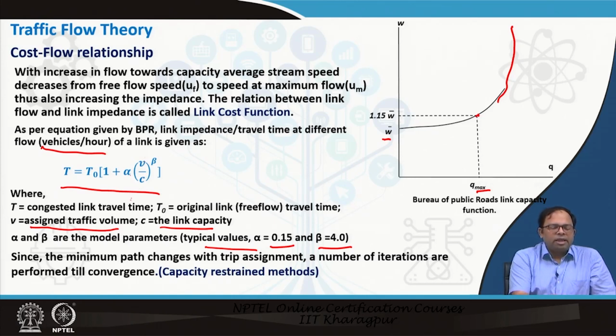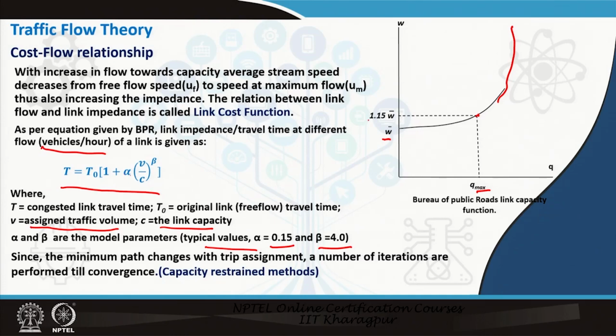When V equals C, for example, V by C becomes 1, and 1 to the power 4 is also 1. So, this is 0.15, and that gives us 1.15. So, 1.15 T0 becomes T. So, over here you can see 1.15 T0. That means when the volume has reached capacity, we are reaching 1.15 T0.